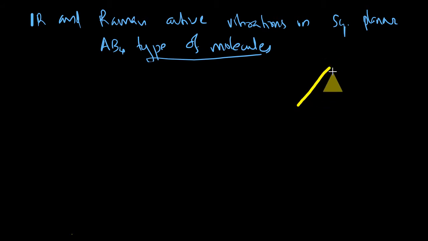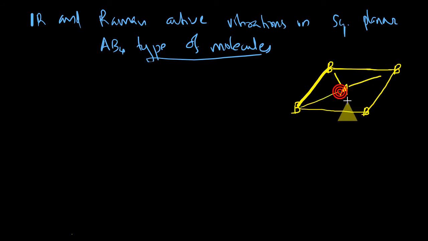Square planar molecule. So let me draw the square planar molecule here, AB4 type. So let me draw a square, and in the midpoint of the square we have the A atom. This is A, and the B atoms are placed at the corners of the square. So this constitutes the AB4. You can see the bonds here. This is how the AB4 type of molecules are, and this is a square planar molecule.